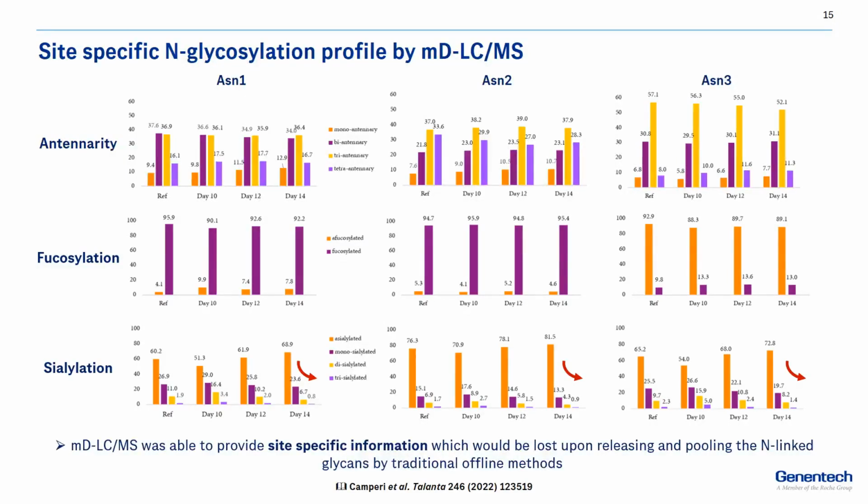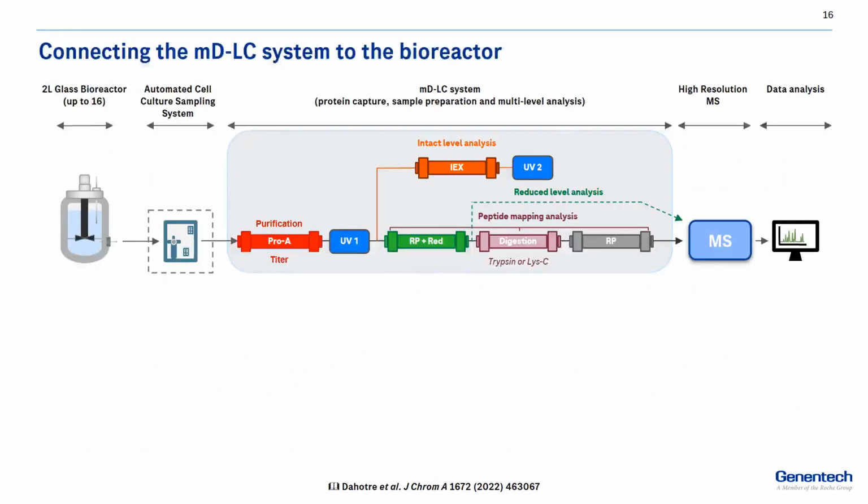So we can say that multidimensional LC-MS was able to provide site-specific information which will be lost upon releasing and pooling the N-linked glycans by traditional offline methods. To go further with this technology, we decided to combine the sample prep with the multi-level analysis capacity of this multidimensional LC system directly to the bioreactor to finally get a truly online system.